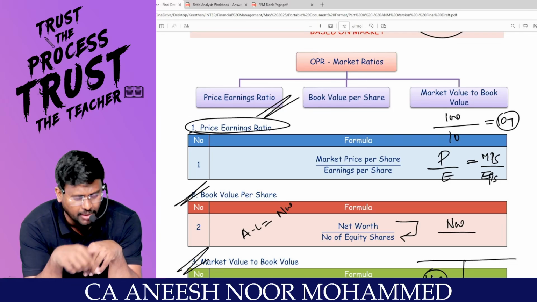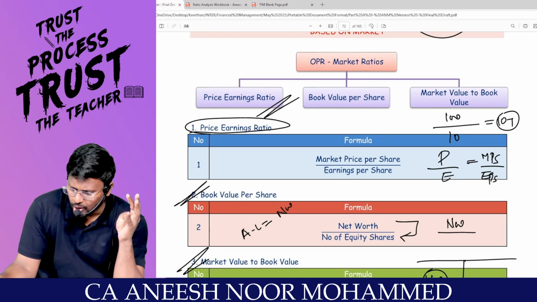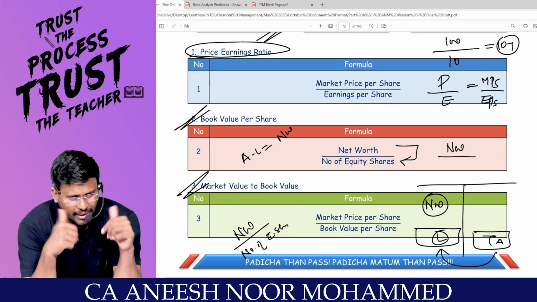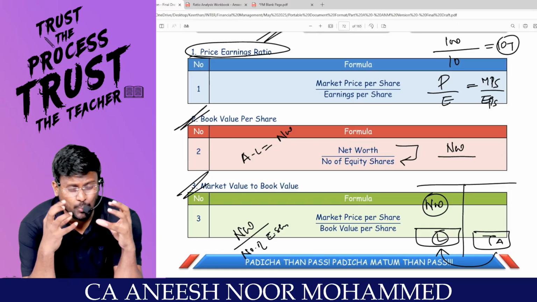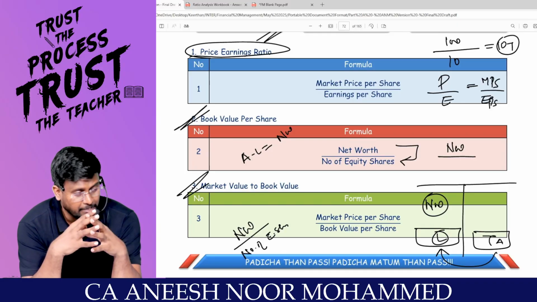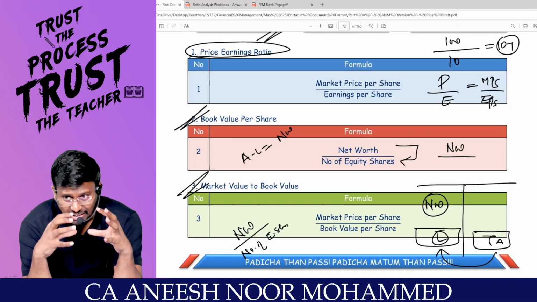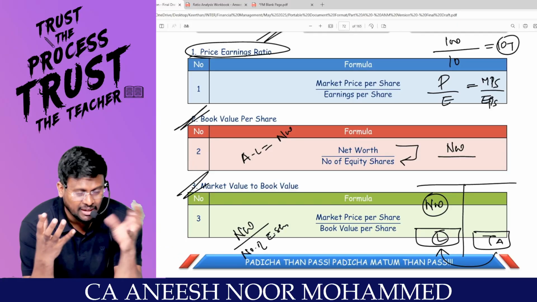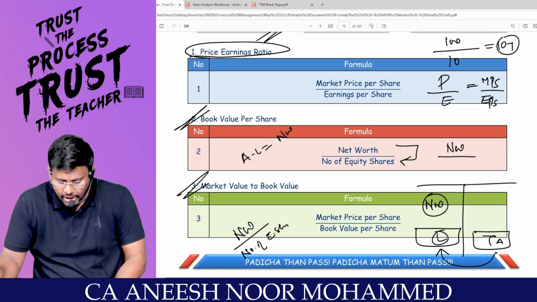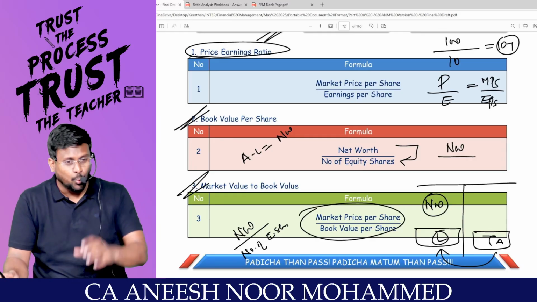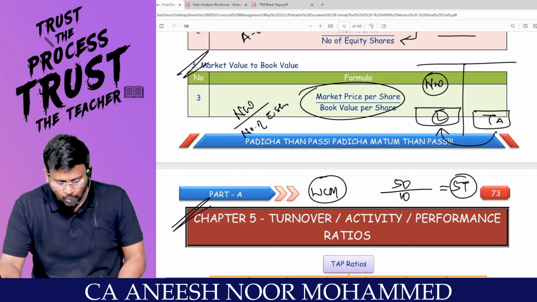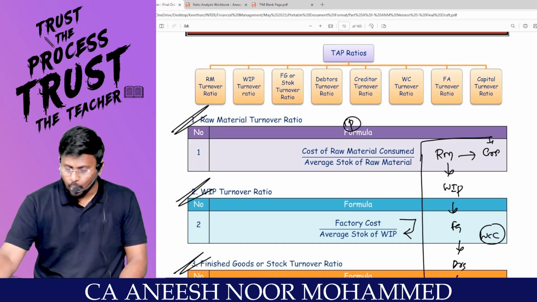Price divided by earnings. Sir, book value per share. Asset minus liabilities is what? Net worth. That net worth divided by number of equity shares is what? The intrinsic value per share or book value per share. Right, sir? Market value to book value, what is a reflection of the book value in the market, is called the response ratio. What ratio? Response ratio. Response ratio means what is the response in the market to the book value, the market value by book value. Right, sir? Now our turnover ratios.